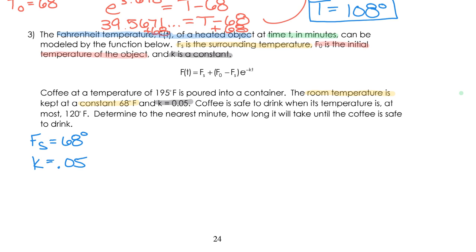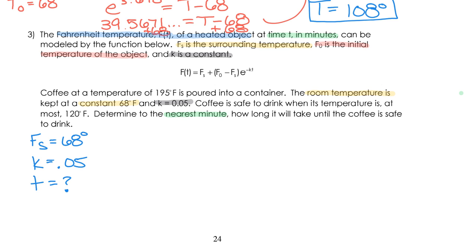And then it says determine to the nearest minute. So that's minute. That's what we're trying to figure out. So that's our lowercase t. So we can put lowercase t equals our question mark. How long will it take until the coffee is safe to drink?